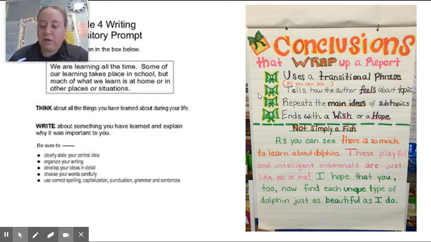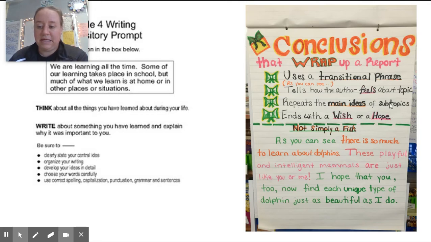And then our conclusion just is finishing up our paper here. So it uses a transitional phrase. This one is my favorite. As you can see, I almost always start with as you can see. Then it tells how the author feels about the topic. So as you can see, there's so much to learn about dolphins.